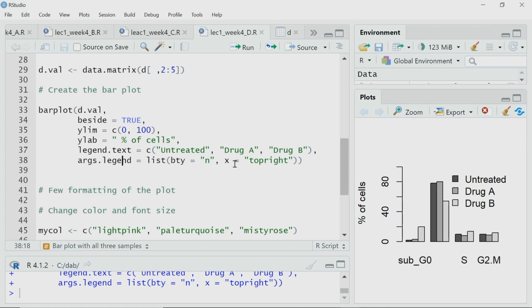So, I have said x equal to "topright", that means the legend should be arranged at the top right position, and I do not want any box. So, I have written bty equal to "n".